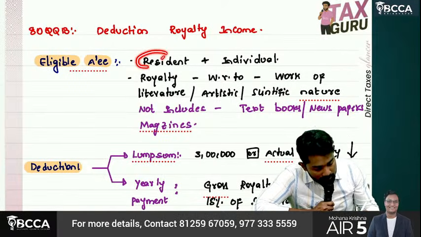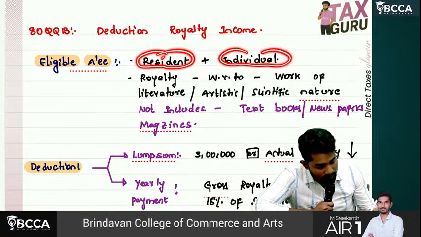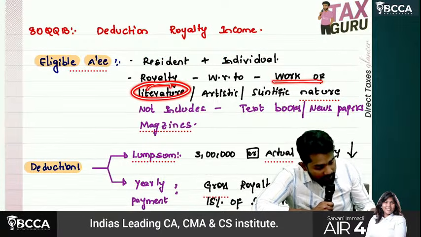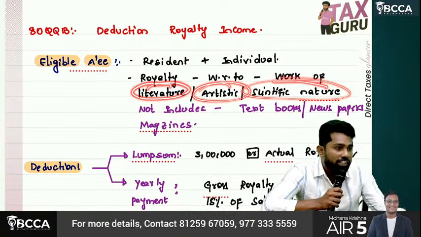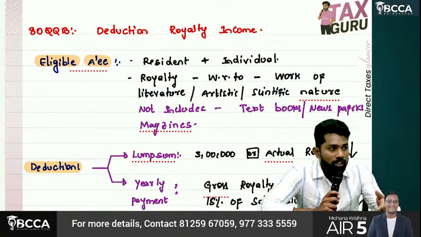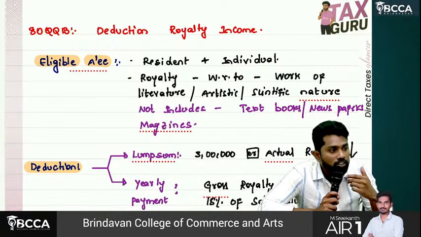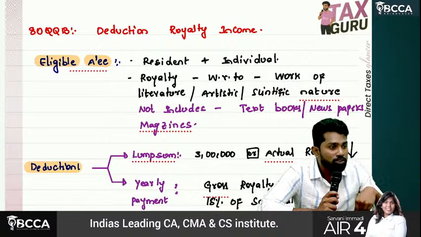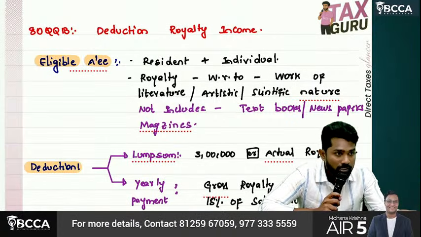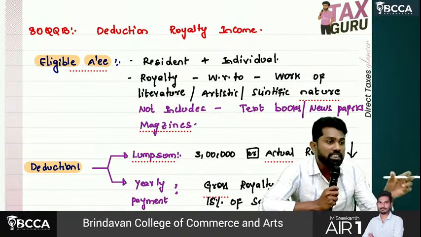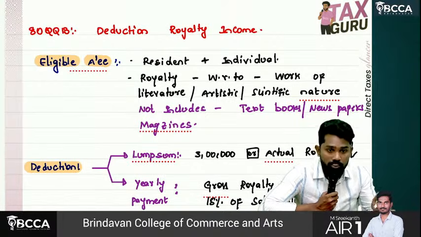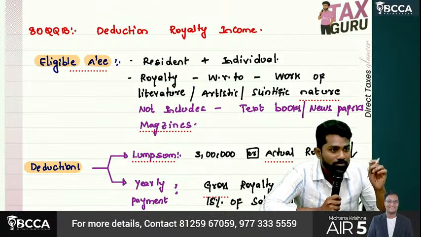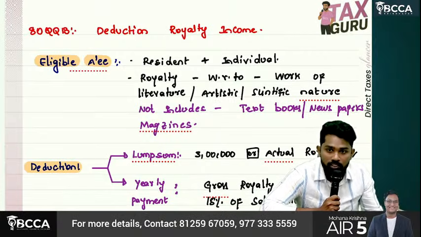Eligible assessee is resident plus individual. He has received royalty with respect to work of literature, artistic and scientific nature. Sir, I am also author for a DT book and IDT book, but even if I get royalty, I will not get 80QQB deduction, because education related books are not covered here. They should be meant for literature. Literature, something like Shakespeare, they wrote, right? So they'll come under literature.